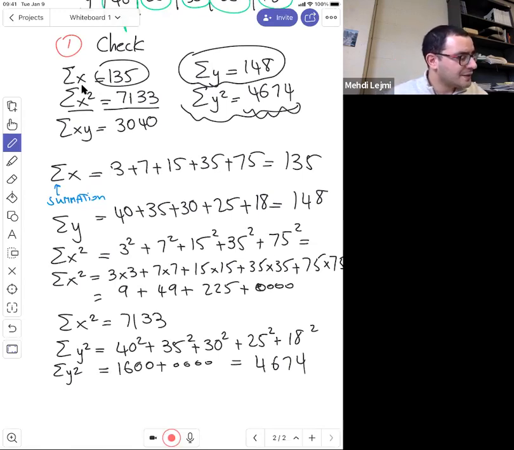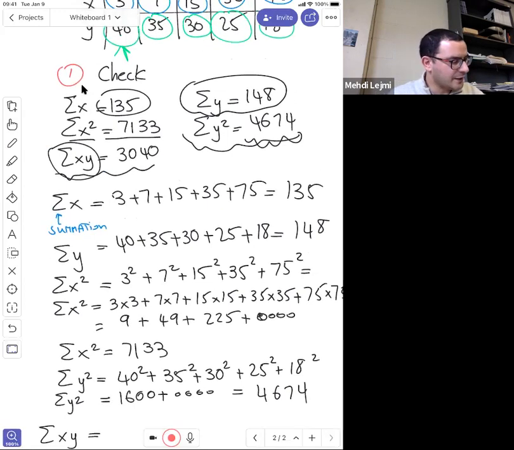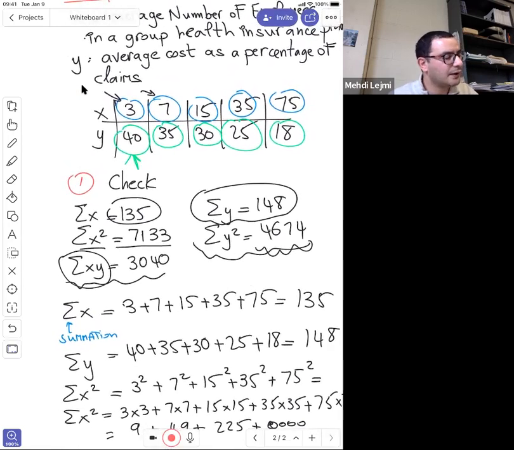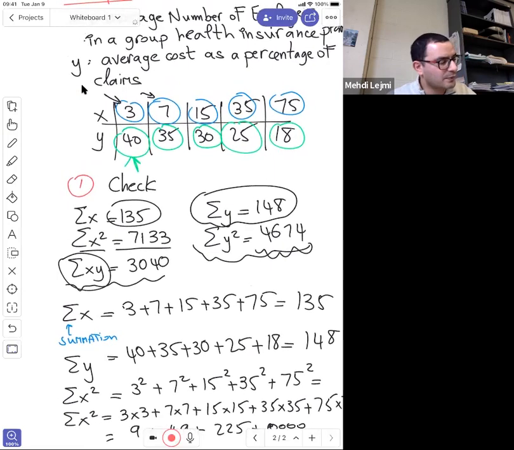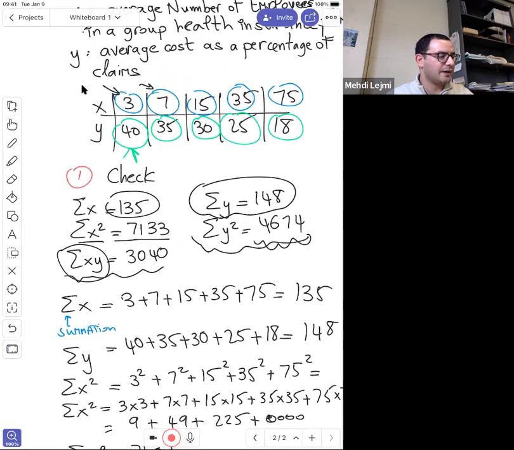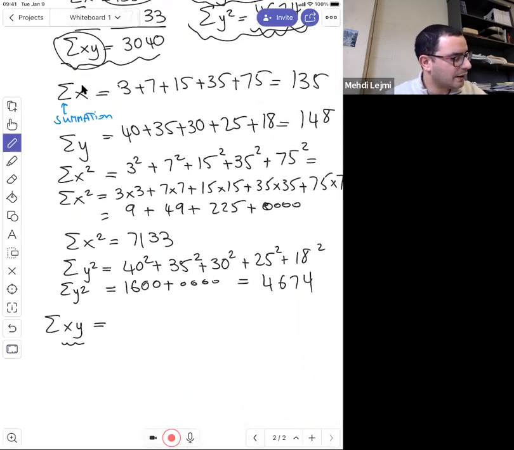Now, the last thing to check is that the sum of x times y is 3040, right? So we need to multiply x by y. You take each value of x and multiply it by the corresponding y. The first value of x is 3, and the corresponding y is 40, so we multiply 3 by 40. The next value of x is 7, and we multiply it by its corresponding y, which is 35.